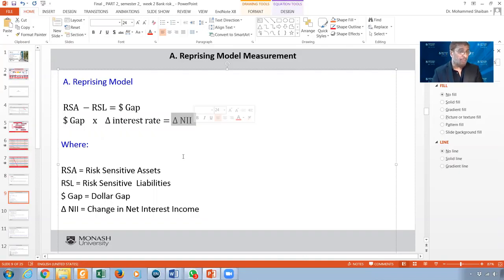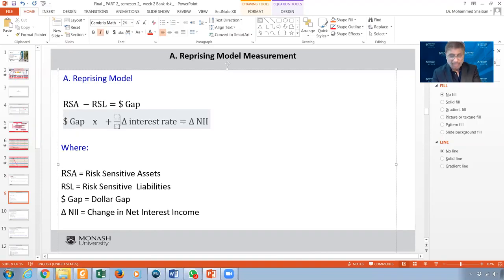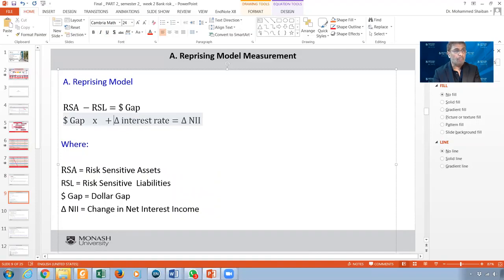So if you calculate this right, you don't have to worry about this. Just take the gap: if the interest rate increases, make it plus; a drop in the interest rate of 1%, you will make -1. An increase in the interest rate of 1%, you will make +1. It's either plus or minus, as I told you, and then the gap is here.